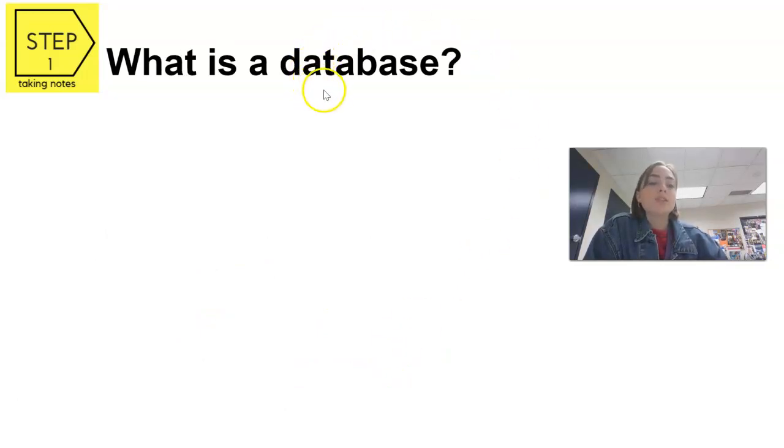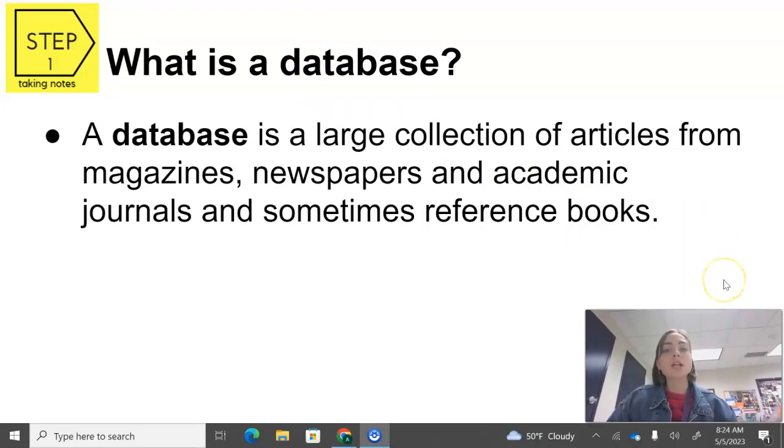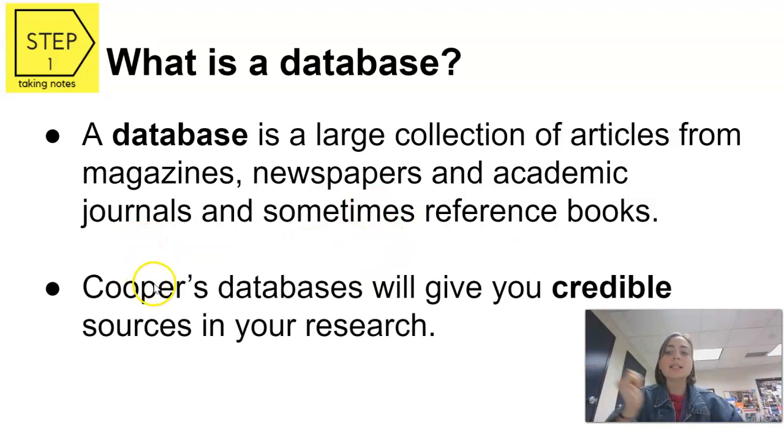And one way we can do that is by using a database. So what is a database? A database is basically just a large collection of articles from magazines, newspapers, academic journals, reference books. It's a place, in this case online, where all of these sources are housed together. So you can search any topic, and within this database, it'll give you a bunch of journal articles and newspaper articles and things that you can use that you know are trustworthy and academic. So Cooper has access to databases through the Media Center, and they will give you credible sources for your research.